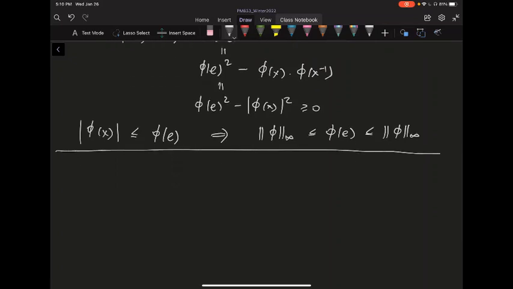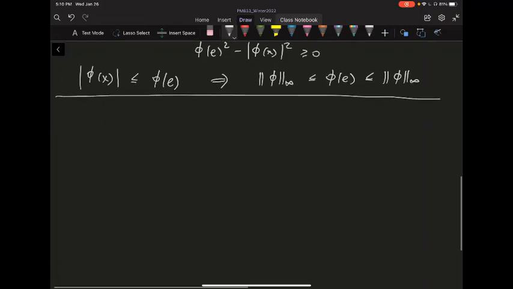The next lemma is going to be slightly technical, so bear with me a little bit. Here's a lemma. We actually want to show that these phi of x are nice enough that they have to be uniformly continuous if you have some continuity at one point. So they're not only continuous, but they're actually going to be uniformly continuous. All right, so here is a little lemma we need.